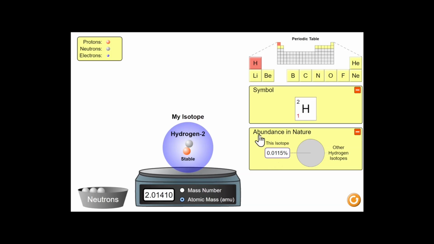This isotope, its abundance in nature is 0.0115%. So of all the hydrogen on Earth, 0.0115% of it is hydrogen 2. If we take out the neutron, we see that 99.9885% of it is hydrogen 1.